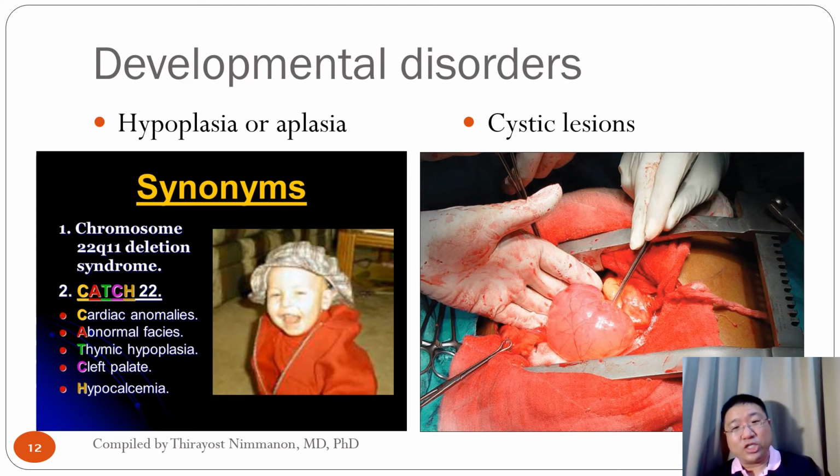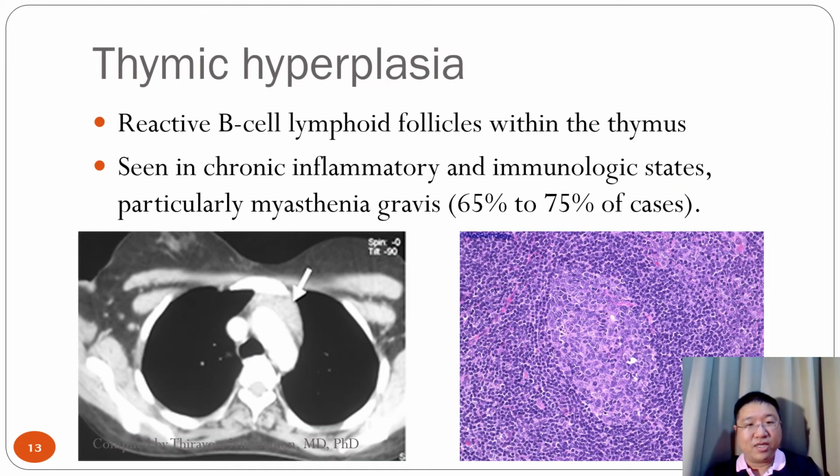For cystic lesions, thymic cysts can also be seen. Thymic hyperplasia shows reactive B-cell lymphoid follicles within the thymus. It is seen in chronic inflammatory and immunologic states, particularly myasthenia gravis. 65 to 75% of the cases of myasthenia gravis will have thymic hyperplasia.